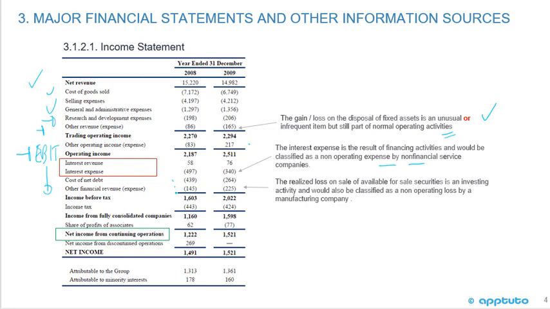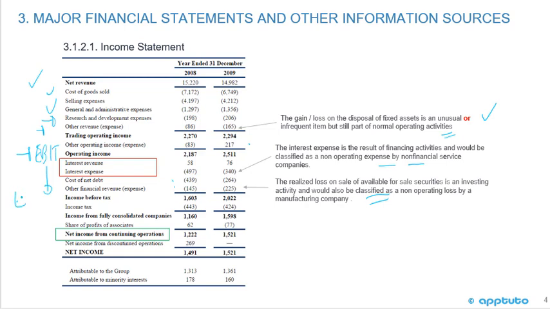And then the last item here, it says other financial revenue or expense. So I've written here the realized, not unrealized, the realized loss on sale of available for sale securities is an investing activity and would also be classified as a non-operating gain or loss by a manufacturing company. So those are some of the items that come below EBIT, interest and expenses, and other financial revenue or expenses.